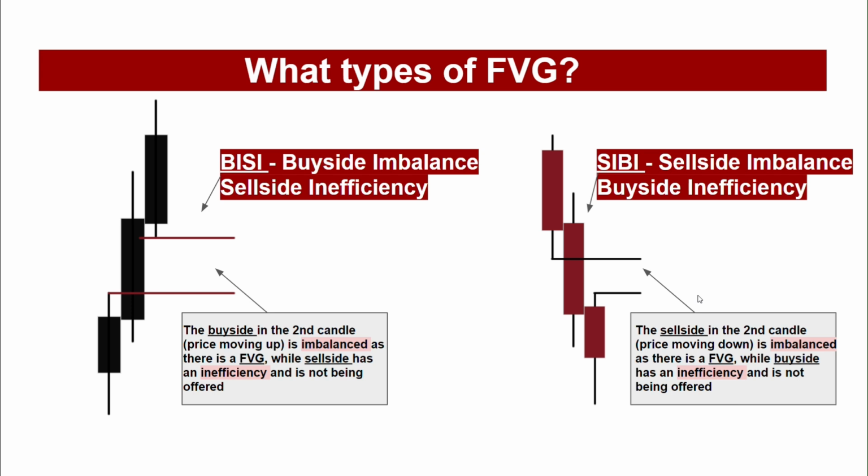All right, so understand that the buy side is an inefficiency and is not being offered at this SIBI. And the sell side is imbalanced and is holding more of the power within the market. So these are the two types of fair value gaps. There's no other ones because there's only two ways price can move. So we're going to get on to next, which is why some fair value gaps fail.